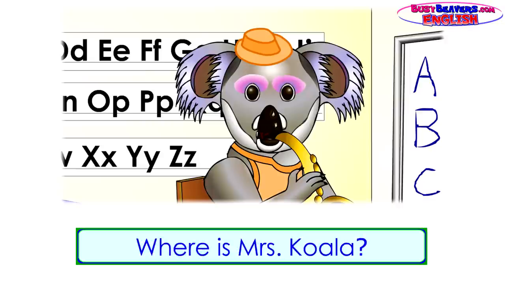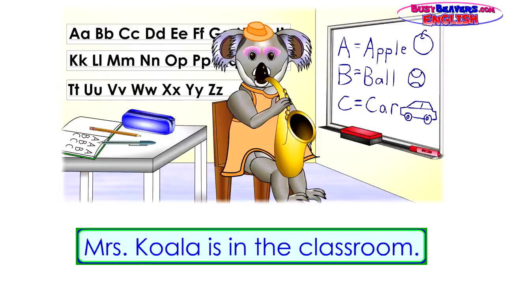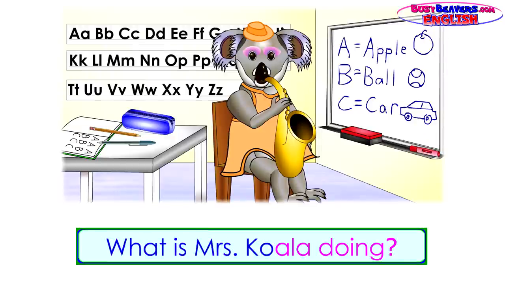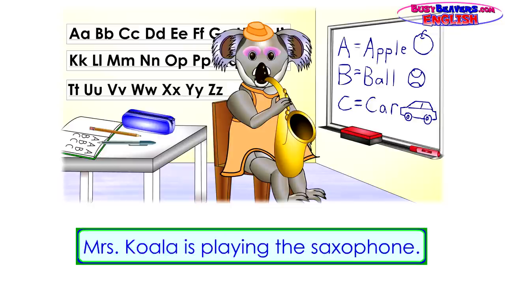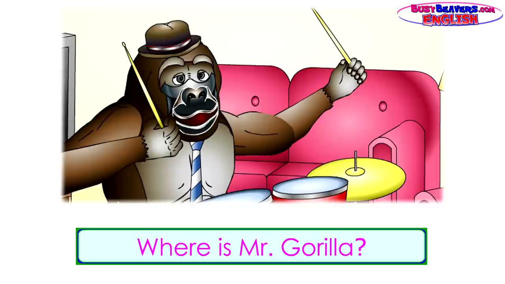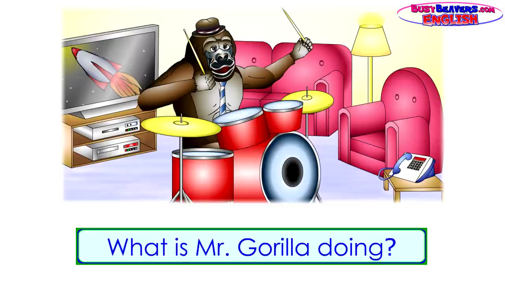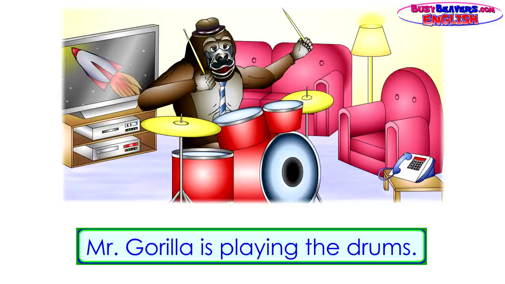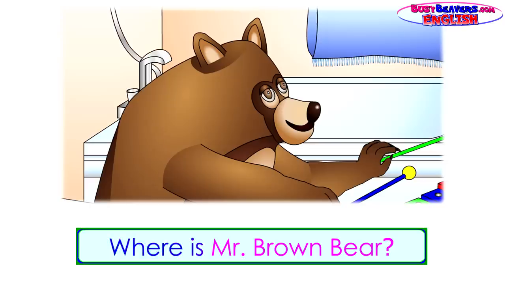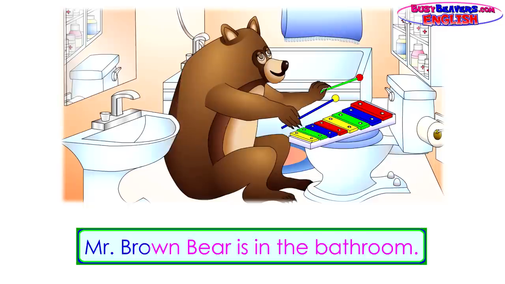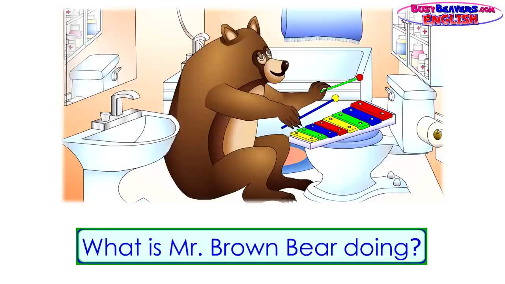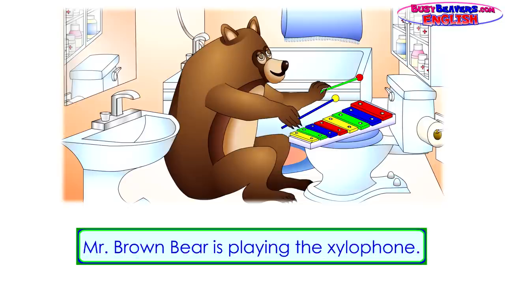Where is Mrs. Koala? Mrs. Koala is in the classroom. What is Mrs. Koala doing? Mrs. Koala is playing the saxophone. Where is Mr. Gorilla? Mr. Gorilla is in the living room. What is Mr. Gorilla doing? Mr. Gorilla is playing the drums. Where is Mr. Brown Bear? Mr. Brown Bear is in the bathroom. What is Mr. Brown Bear doing? Mr. Brown Bear is playing the xylophone.